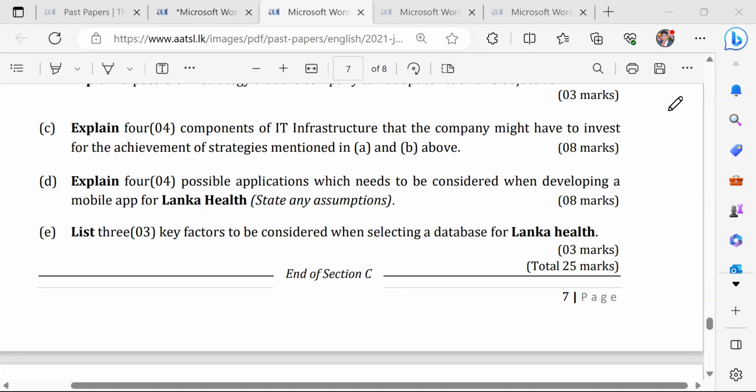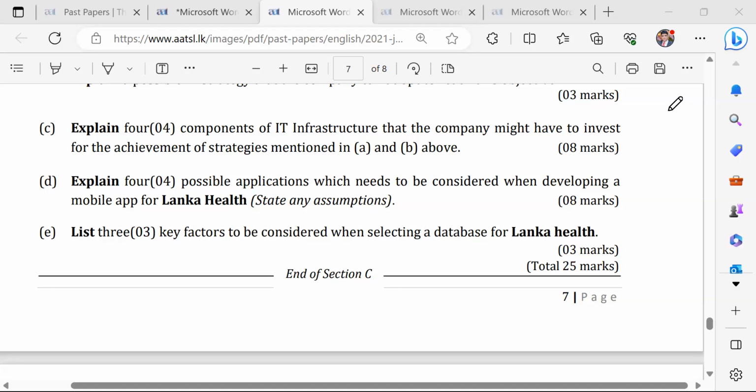List 3 factors to be considered when selecting a database for Lanka Health. Privacy, that means security. Data structures. Cost. Disaster recovery facilities provided by the database. And multiple access, that means concurrent access. These are factors to be considered when selecting a database system.